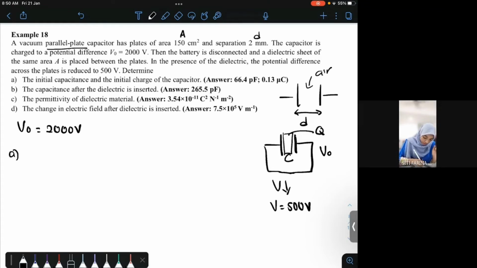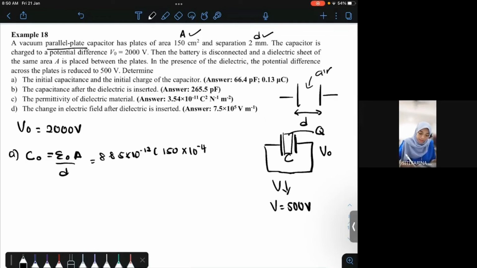So you have C naught filled with air, epsilon naught A over D. Because kita ada nilai area, kita ada nilai diameter. Okay, ini equation basic yang kita akan guna untuk cari nilai kapasitor bila diberi area dan juga jarak antara plate. 8.85 times 10 to the power negative 12. Area dia 150 cm square. So your centi here kena negative 4 sebab dia square untuk centi juga.